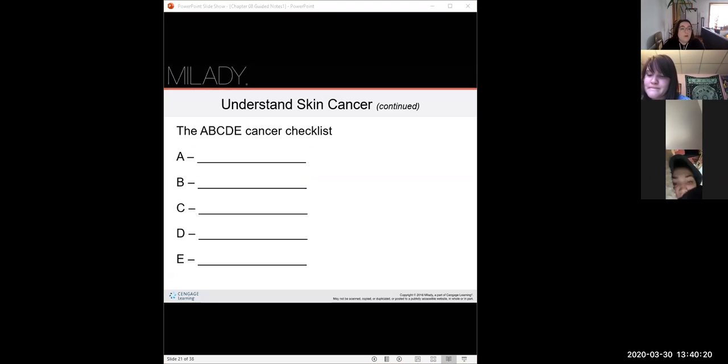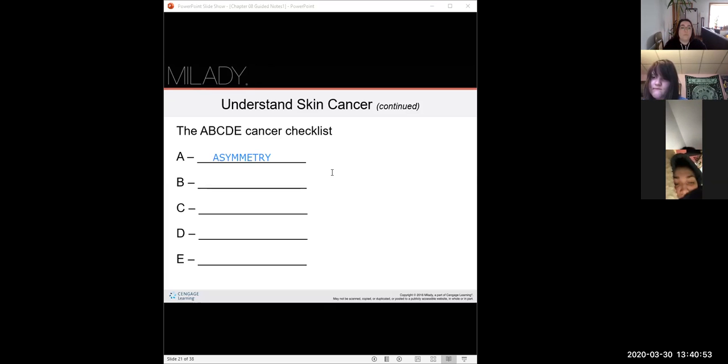So the ABCDE cancer checklist, here we go. What we're going to look for when we're looking at existing moles or changes in your skin, these are going to be what you're looking for if you're checking it for cancer specifically. So A is asymmetry. If you have a mole or a growth on your skin that all of a sudden is morphing into something not symmetrical, that's not normal and it's not typical, so it should be checked out.